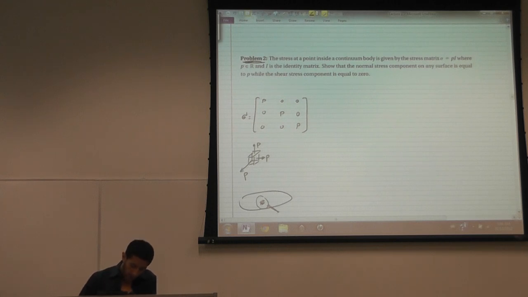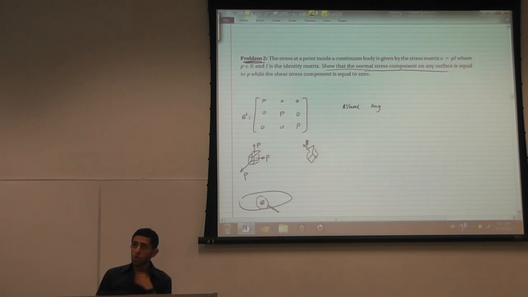And the question is, what if I align my cube at a different orientation? What will I get? You will always get the same. In fact, if I want to find the normal stress and the shear stress on any inclined surface, I would like to find the normal stress and the shear stress on any inclined surface.